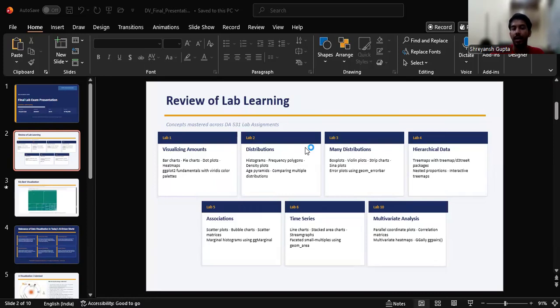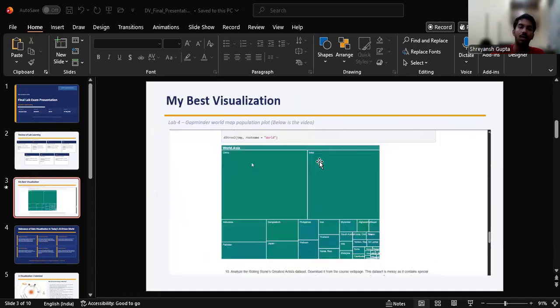This is the review of lab learning, which includes all the things that we have learned throughout this lab and what plots we know. This was the best visualization of my data visualization lab. In the fourth lab, we were given world map population data and we had to plot population. In the world data, there are five continents, and in all those five continents, there are countries, and in each country, the population is represented by this tree map.